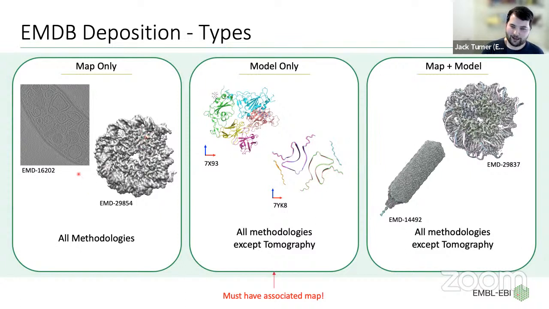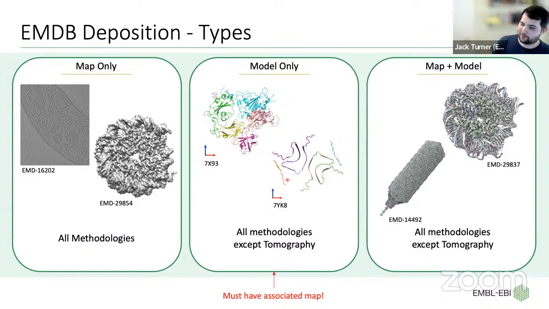It's worth noting that in theory, left over from legacy entries, it is possible to deposit a tomogram as a map model deposition. This has been done in the past, but generally I would recommend that they come in as map only depositions. I don't know how the community currently feels about building models into tomograms with how it is at the minute.